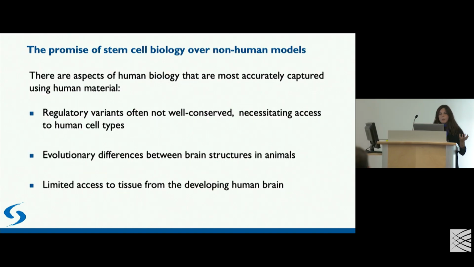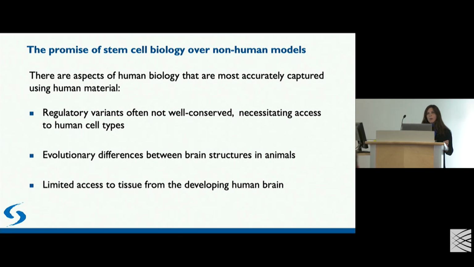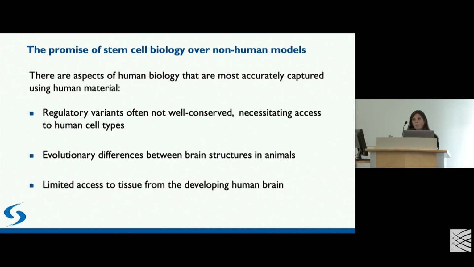So while non-human models will continue to provide essential biological insights, there are aspects of human biology that are most accurately captured using human material. For example, disease-associated regulatory variants are often not well conserved, which necessitates access to human cell types. Additionally, there are many evolutionary differences between brain structures in animals. For example, the human prefrontal cortex that is associated with high-order cognition and function is not well conserved across species, and it has been implicated in neuropsychiatric disease pathology.